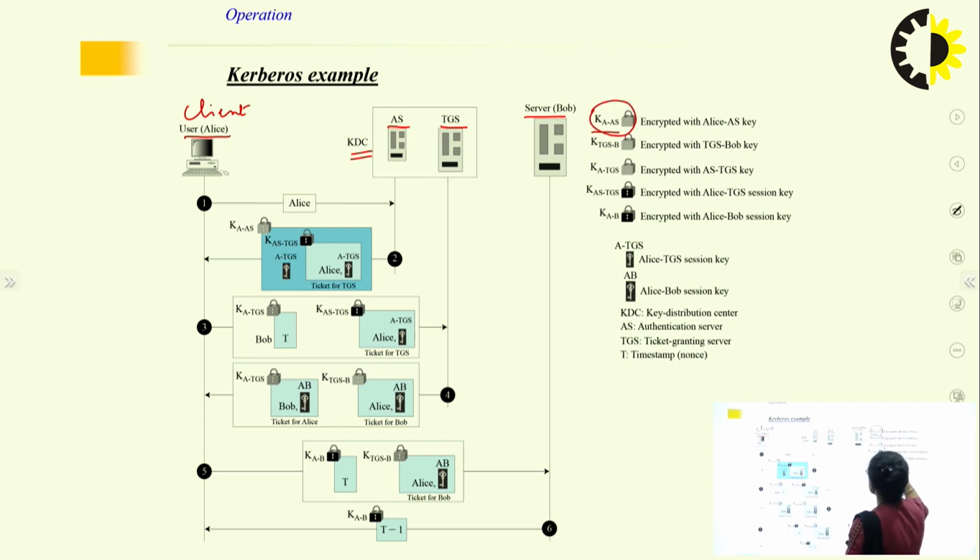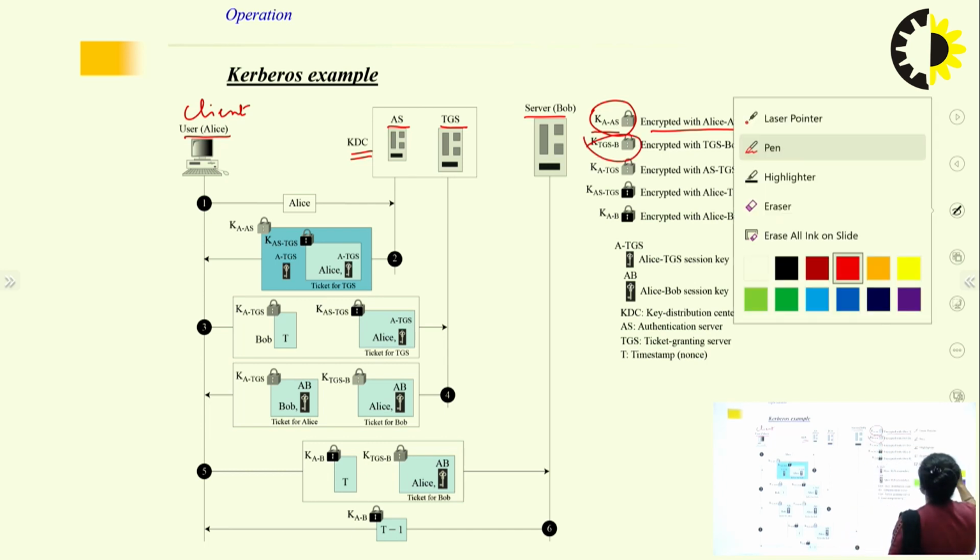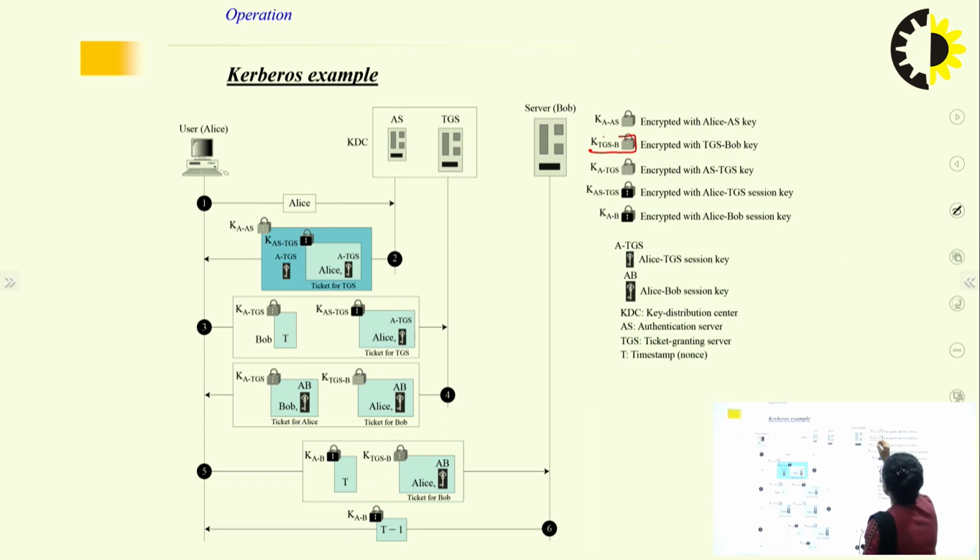Basically, it refers to encryption using the key between Alice and AS, or authentication server. Now, this symbol, what does it mean? It refers to encryption using the key between TGS and Bob. This symbol refers to the encryption using the key between AS and TGS.